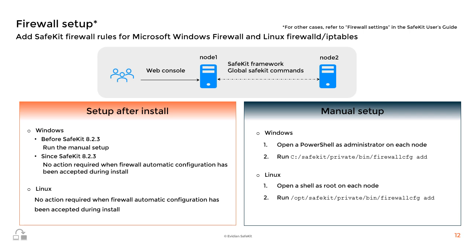For a manual setup on Windows, open a PowerShell as an administrator on each node and run the command firewall cfg-add. On Linux, open a shell as root on each node and run the same command, firewall cfg-add. You can reapply this command multiple times without any consequences. For other firewalls, refer to Firewall Settings in the SafeKit User's Guide, where the list of processes and the list of ports used by SafeKit are described.